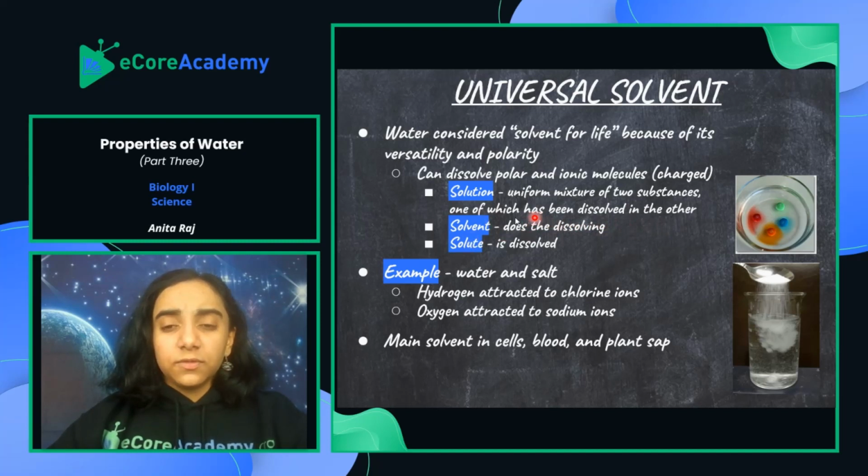The substance that has been dissolved in the other is called the solute. So I'm going to jump down here. Solute is what is being dissolved. The substance in the solution that does the dissolving is called the solvent. So the solvent does the dissolving.